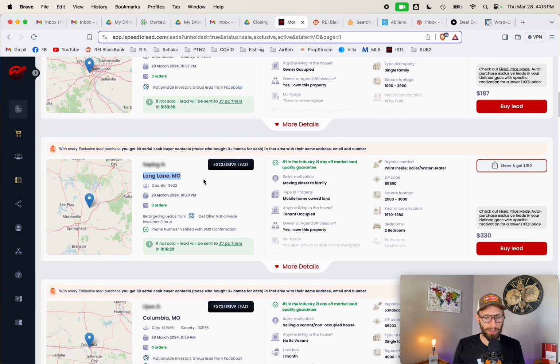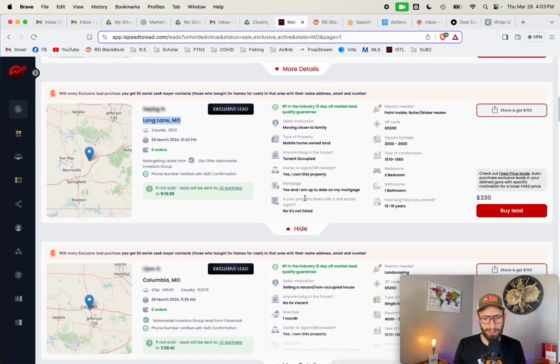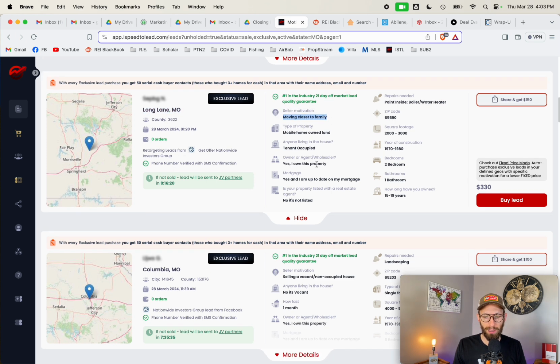You can view property details over here. The seller's motivation: they're moving closer to family. In this instance, it's a mobile home on owned land. It's tenant occupied. They do own the property, they're not the agent, and they are up to date on their mortgage.